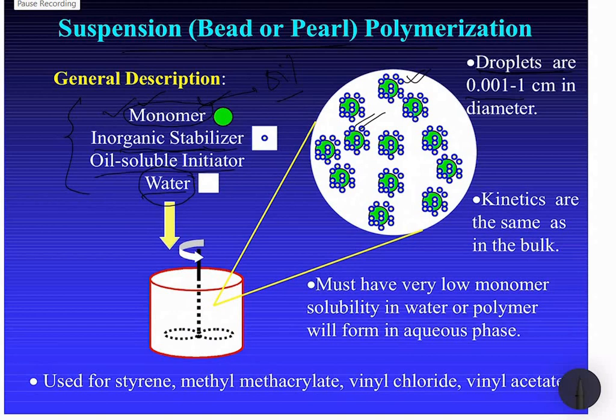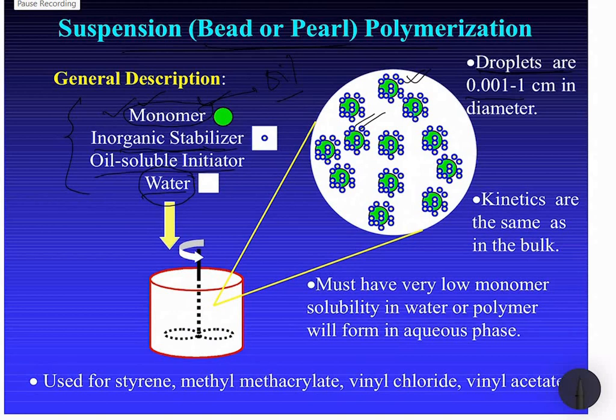So these monomer droplets actually act as individual bulk polymerization systems, because you are using a water insoluble initiator. Because of the compatibility and solubility in the monomer, the initiator will diffuse inside the monomer droplets, and on application of temperature it will initiate the polymerization in each droplet. So each monomer droplet acts as a mini bulk polymerization system.